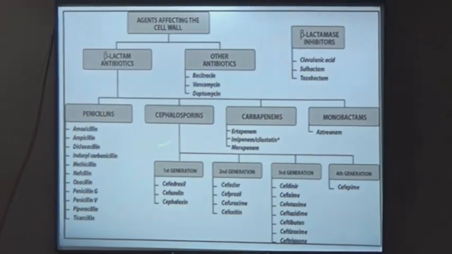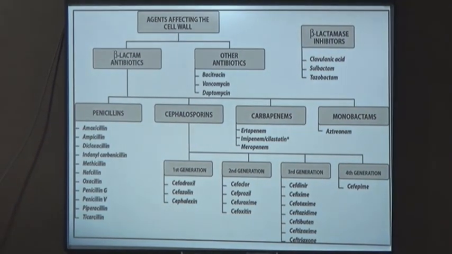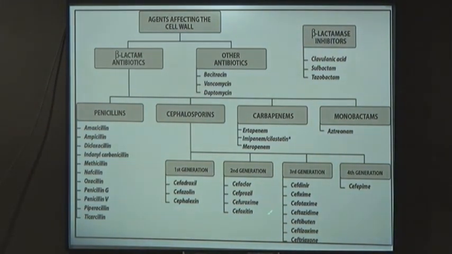Okay, this is a basic full classification among cell wall synthesis inhibitors, the beta-lactam drugs. Cephalosporins: first, second, third and fourth generation, and there is also fifth generation. Carbapenems are imipenem, meropenem and ertapenem, and the monobactam is aztreonam. Beta-lactamase inhibitors are clavulanic acid, sulbactam, tazobactam and avibactam.